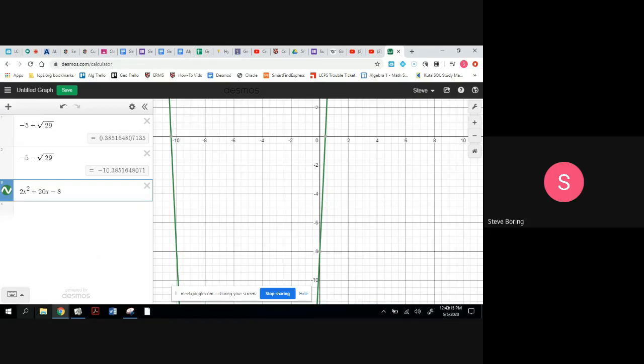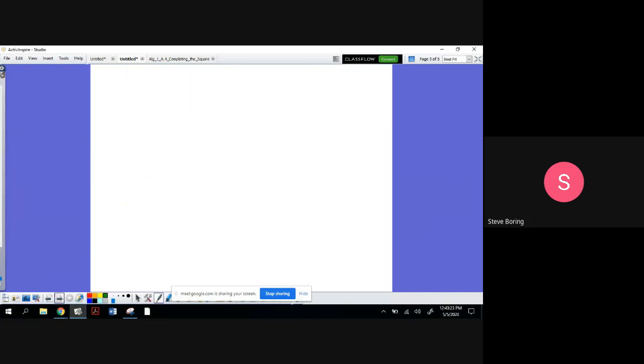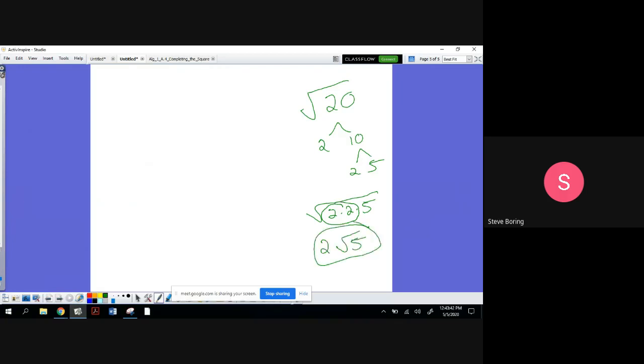Okay, so I think that's as difficult as it gets. The only other thing they could throw at you is if instead of square root of 29, they gave you, for instance, the square root of, I don't know, 20, and you'd have to simplify it. That would be 2 and 10 is 2 and 5. So square root of 20 would be 2 times 5. There's a pair, so that'd be 2 roots of 5. That would be the only extra step they could possibly throw at you.